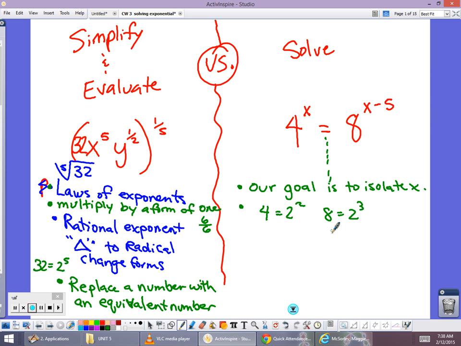But what makes solving unique? What can I do if I have an equal sign? I like to think of this as a balanced little fulcrum, right? And this is balanced right now. There's a teeter-totter, but it's balanced. And I need to keep it balanced.